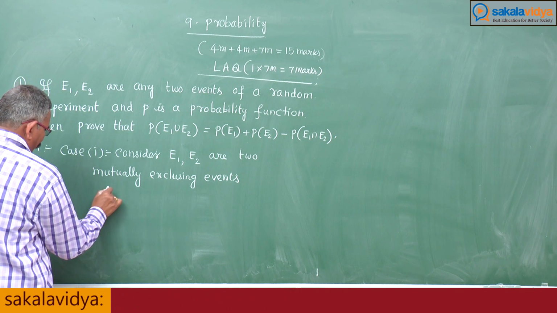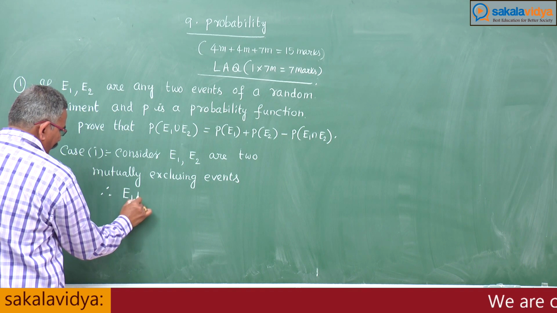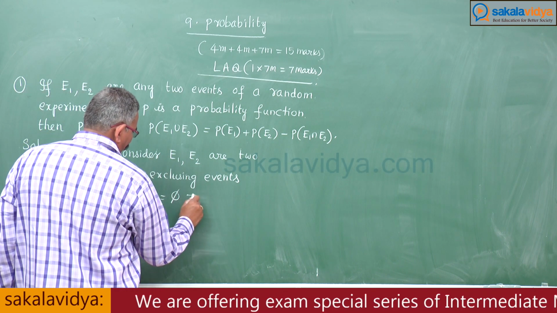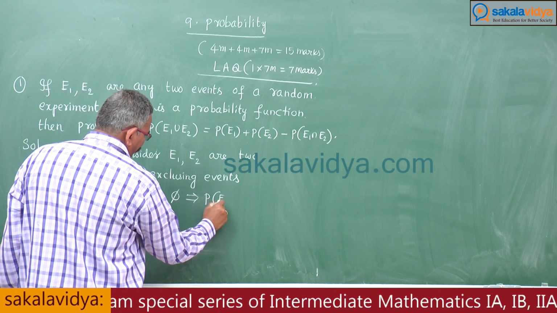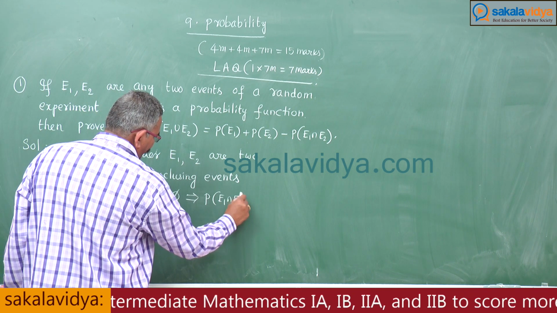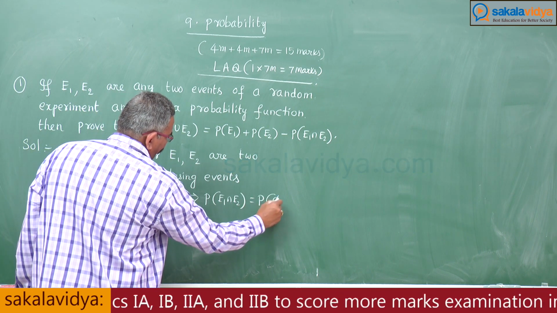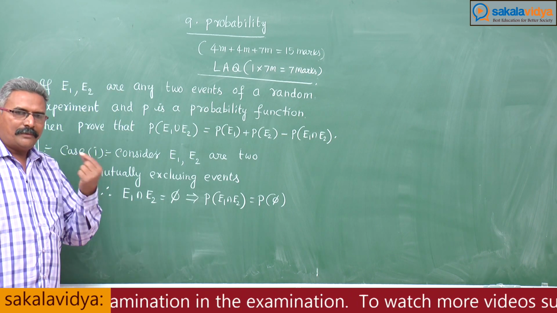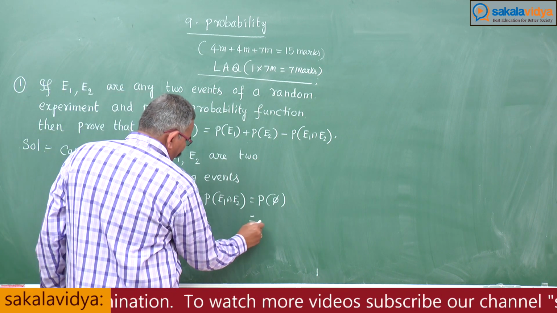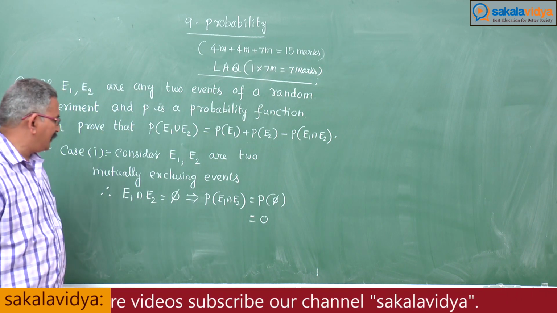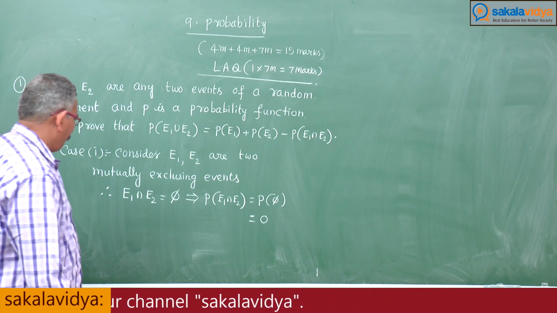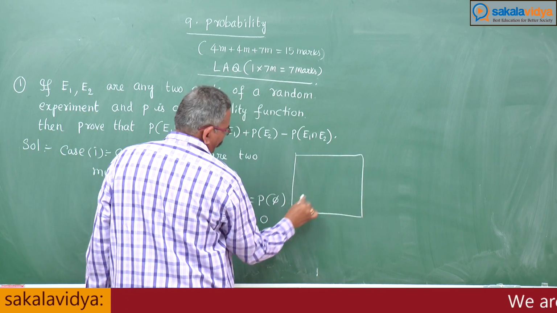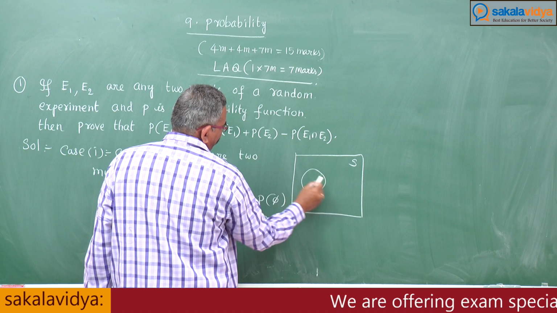So, that implies E1 intersection E2 is equal to phi. So, what is the probability? P of E1 intersection E2 is equal to P of phi. P of phi means probability of phi. From the axioms of probability, the axiomatic approach, this will be 0. So, P of E1 intersection E2 is equal to 0. The figure looks like this: the sample space, this is E1, this is E2.